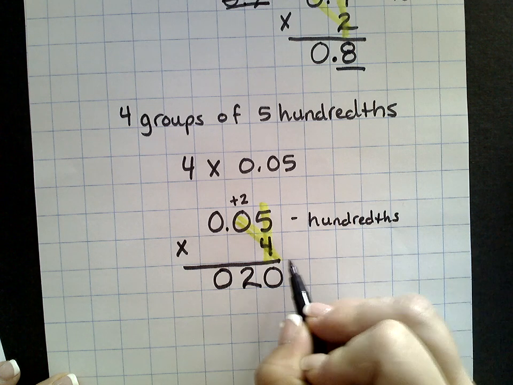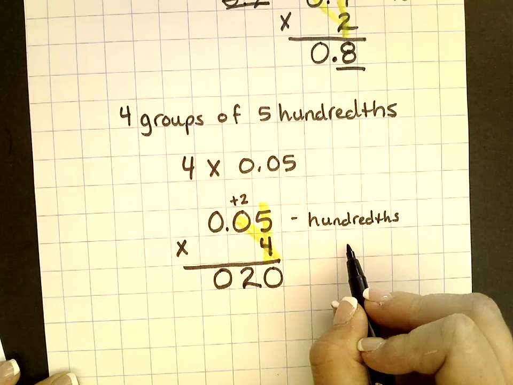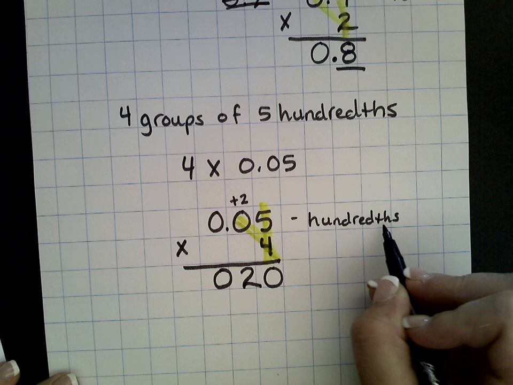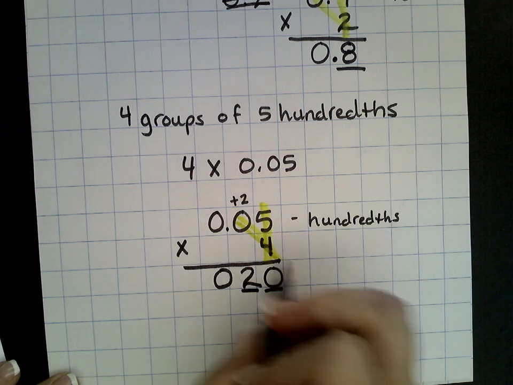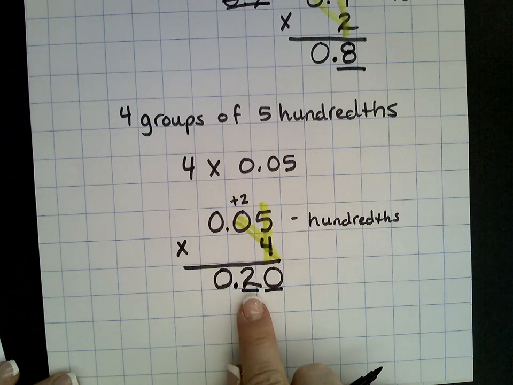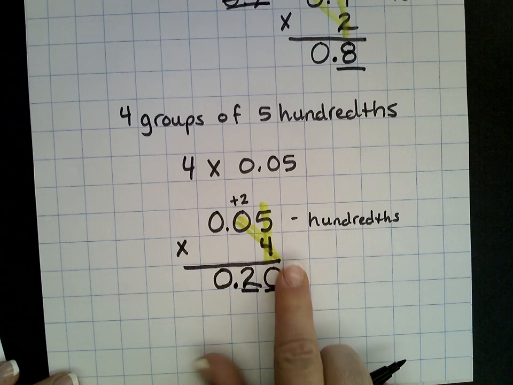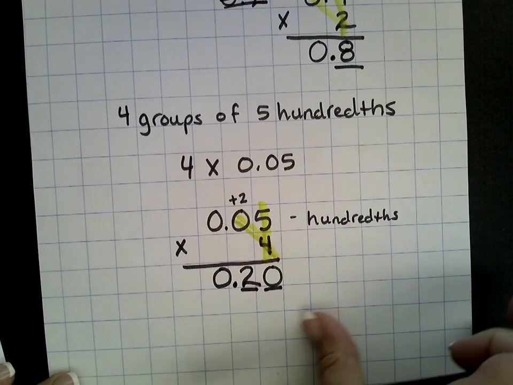So that's 2 places. I have no decimal places down here. So I need to have a 100th place. So this would be a 10th and a 100th place. My decimal goes right there. My product is 0 and 20 hundredths, or 0 and 2/10. That's equivalent as well.